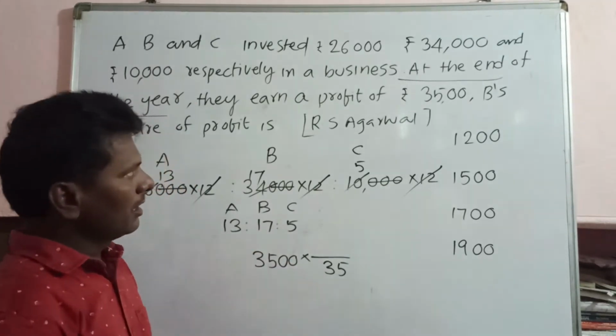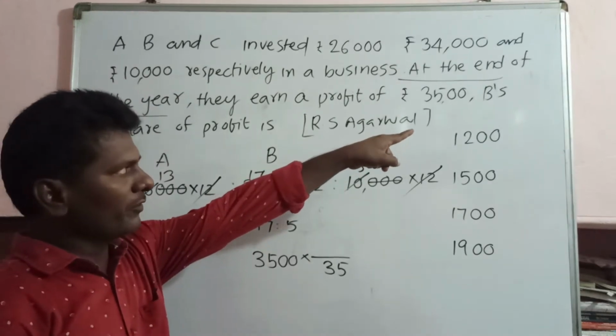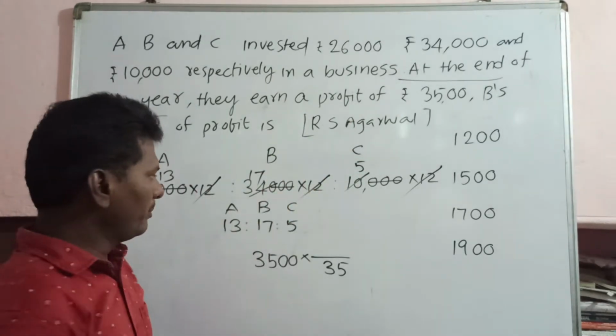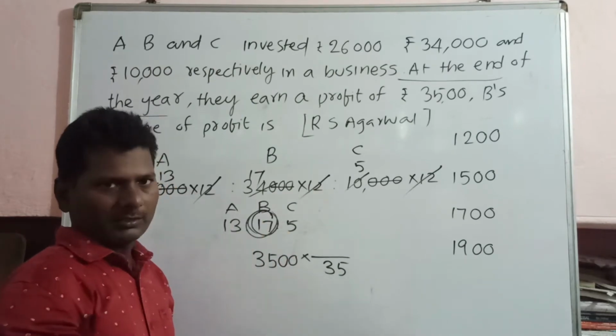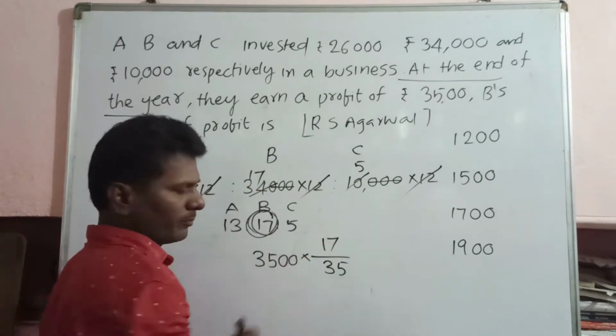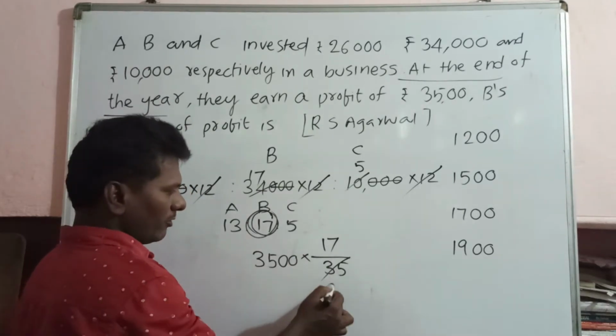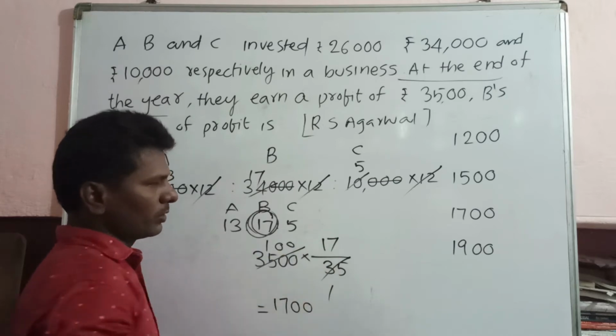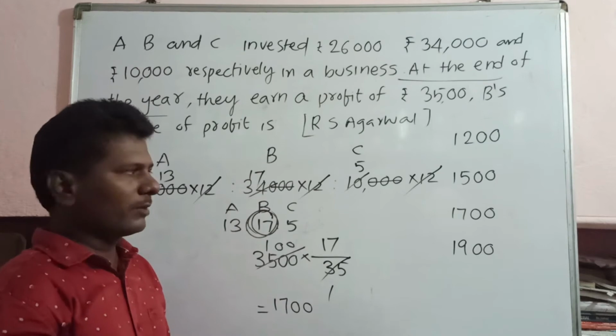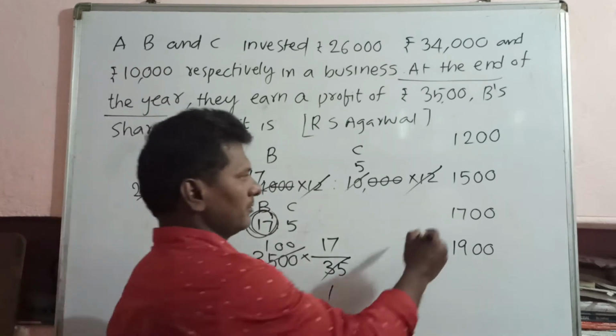After that, here we have to find out B's share. B gets 17 parts out of 35 parts. So I am writing here 17 parts. 35 ones, 35 hundreds gets cancelled. 17 into 100, 1700. So B's share of the profit is 1700.